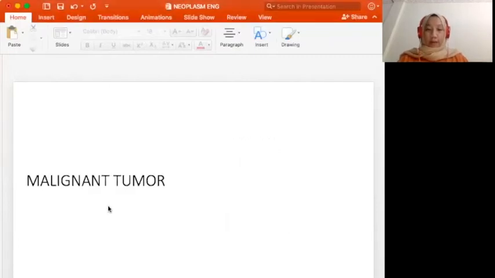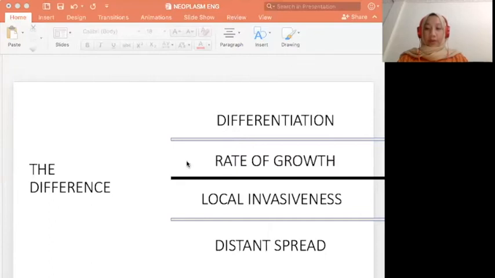And next, the difference. So there are four differences. First of all, differentiation. So in benign tumor, they resemble the tissue of origin and well differentiated, while malignant tumors are poorly or completely undifferentiated, or as we usually call it, anaplastic. And next is the rate of growth. So benign tumor tends to be more slow in growth, while the malignant tumor are faster.